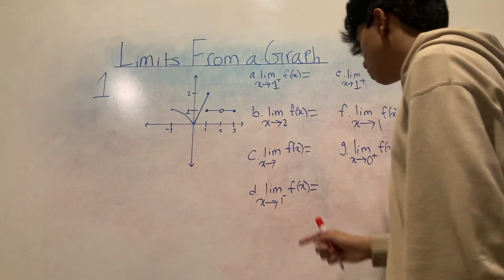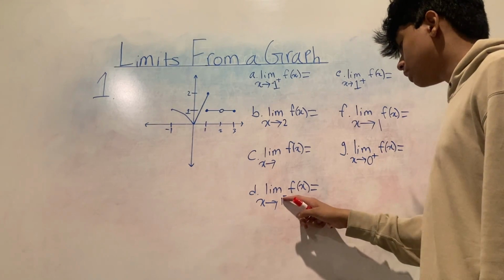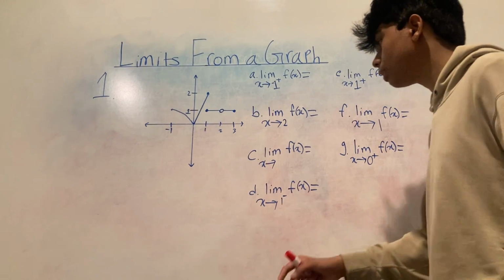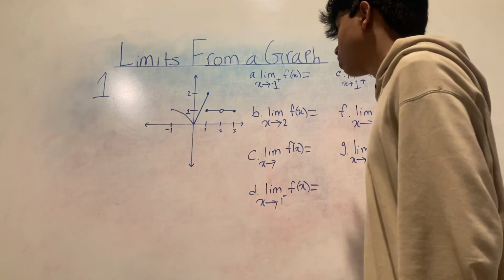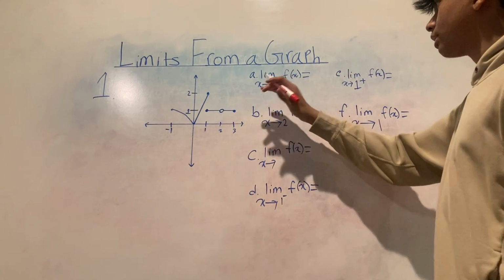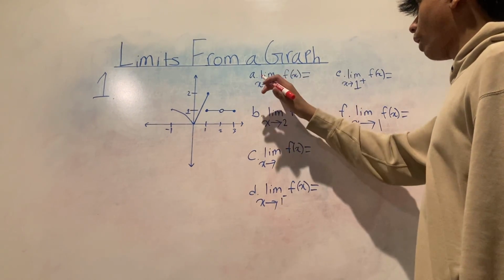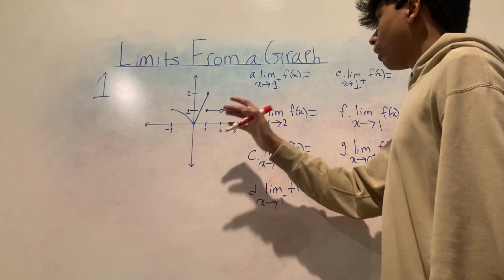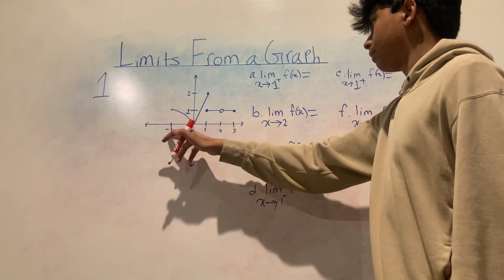And if it says to the left over here, which we'll get to, if it says -1 and then a minus as superscript, we're going to be looking at it from the left. And I'll show you what that means. So here it says x approaches -1 from the right. So first we find -1, and -1 is over here.